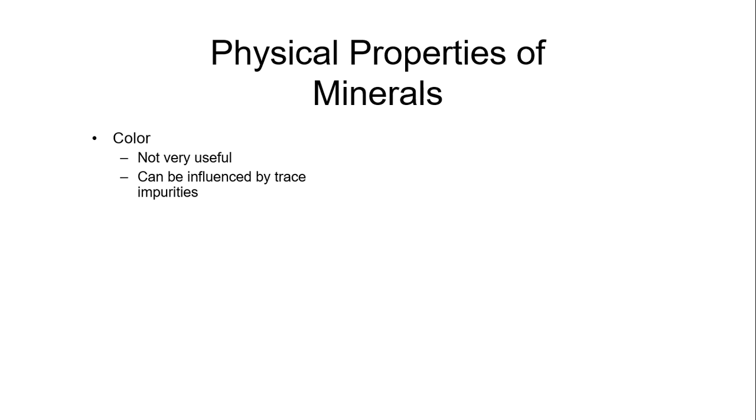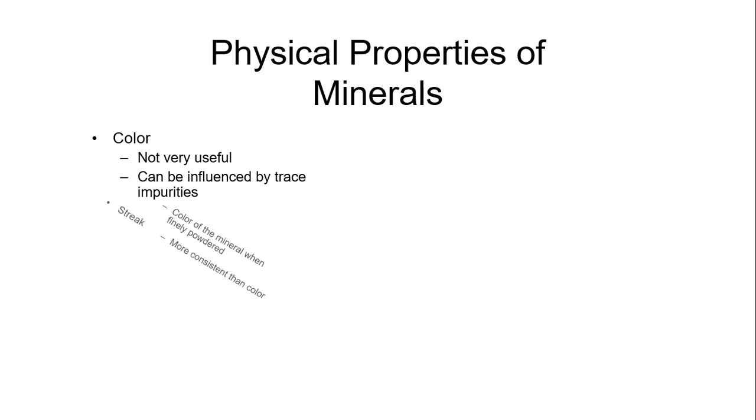Unfortunately, color is not always very useful. One reason is because it can be influenced by trace impurities. For example, salt is a white color. But have you ever seen pink salt or orange salt? They're all over the earth because there are trace impurities inside of the salt. Not harmful, they're definitely fine to eat, but because there are those impurities, it just gives it a different color.